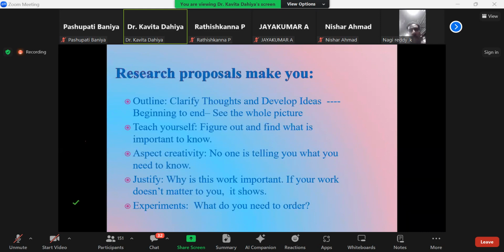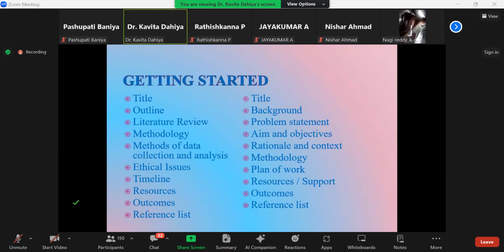Another one is justification. Why is this work important for me, for society, for other stakeholders? If your work does not matter to you, it shows. Experiments: what you do, what you need to order. So, getting started with the research proposal, you need to understand these different parameters one by one.